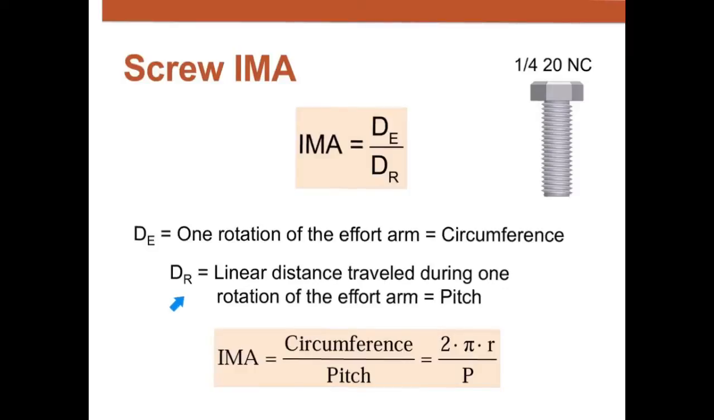The distance of your resistance is the linear distance traveled during one rotation of the effort arm, which is considered the pitch. So when you are going one complete rotation with your screwdriver or with your wrench, the screw here is going to travel from one thread to the next. So when it goes one complete rotation, it's going to go down or it's going to go up one thread to the next in one rotation, and that's called the pitch.